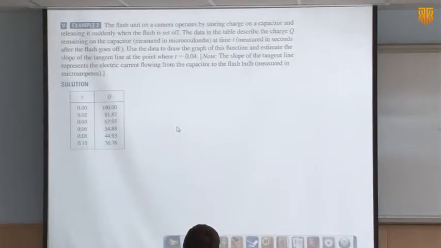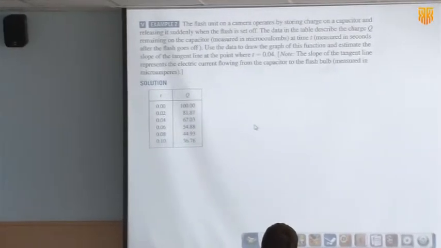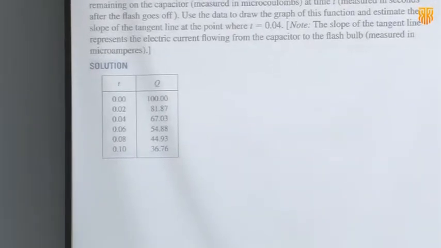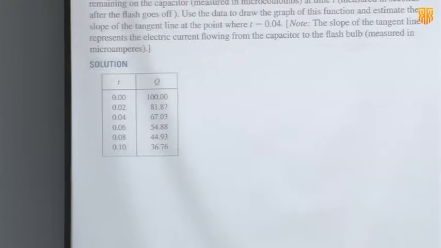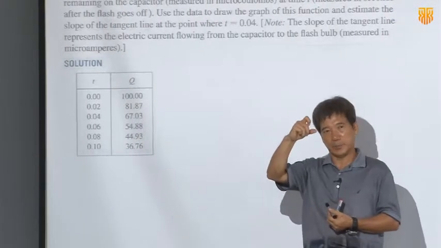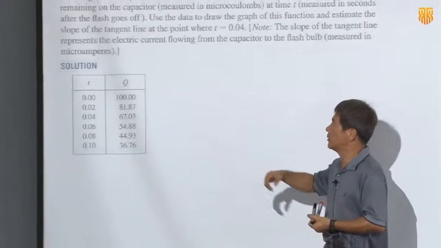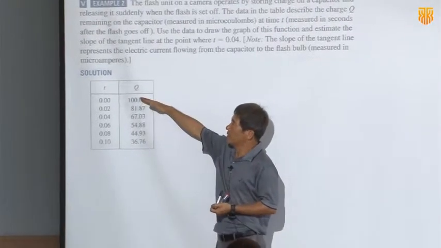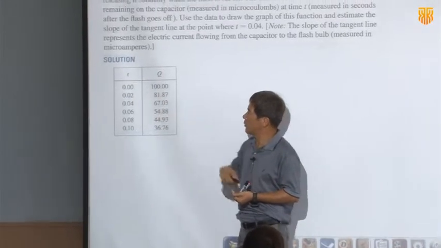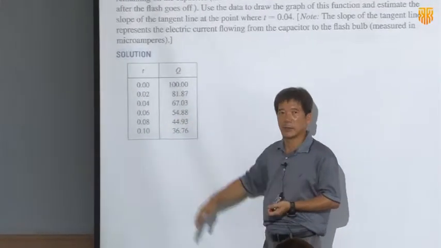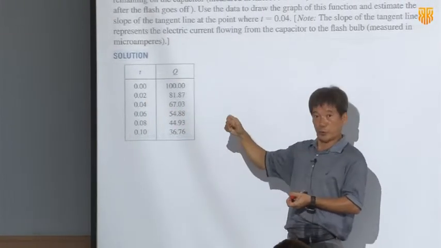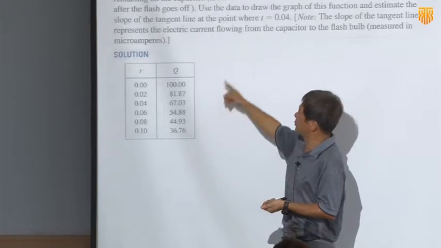So in this case, this is a table of given data. They check how much charge is in the capacitor. When you push the button, at t equals 0 it's 100. After that it goes down: at 0.02 the charge is 81.87, and so on. So actually, you want to find the rate of change of the charge.